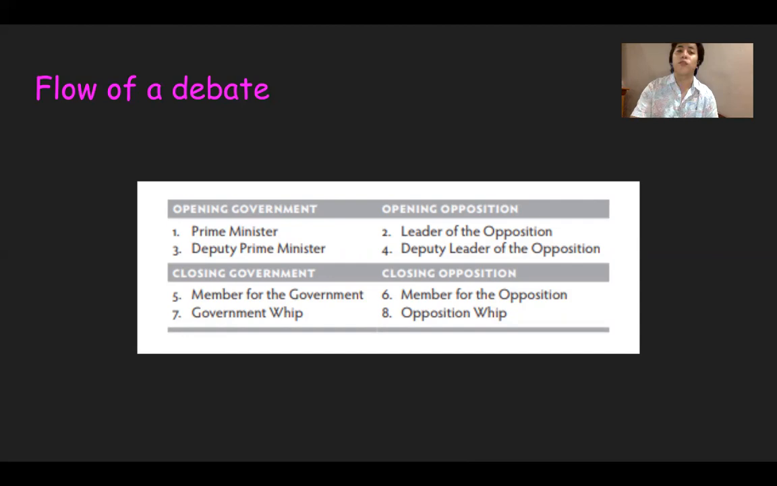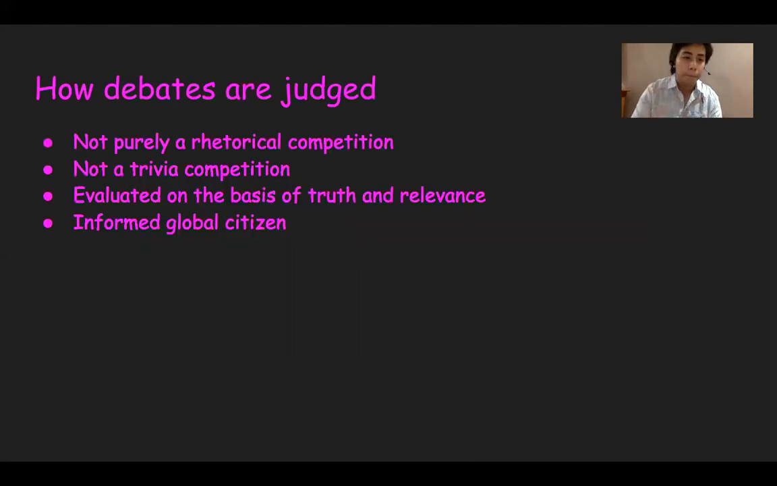So this is a general flow. First, it's prime minister, then leader of opposition, deputy prime minister, deputy leader of opposition, member of government, and so on and so forth.